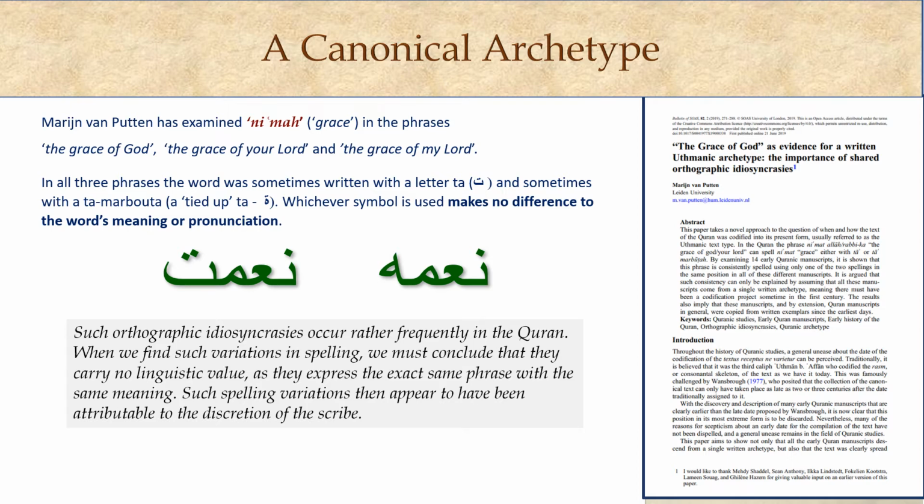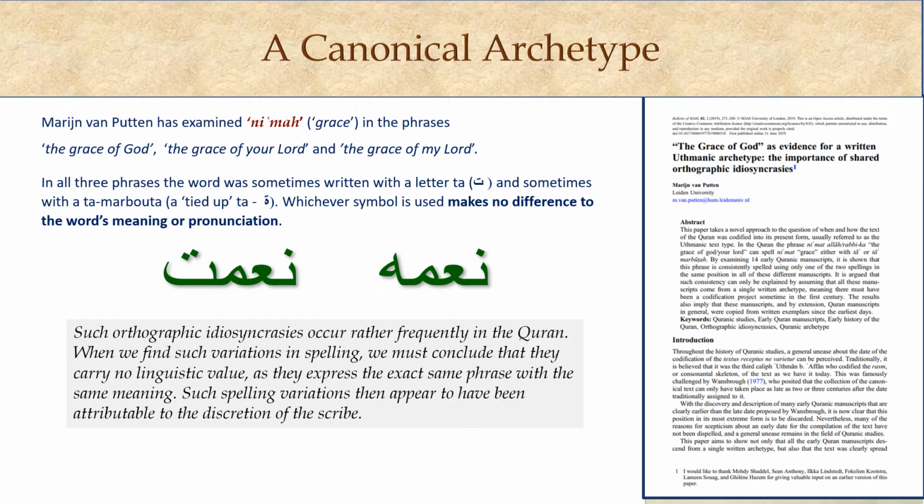As Dr. Van Putten says, such orthographic idiosyncrasies occur rather frequently in the Qur'an. When we find such variations in spelling, we must conclude that they carry no linguistic value as they express the exact same phrase with the same meaning. Such spelling variations, then, appear to have been attributable to the discretion of the scribe.